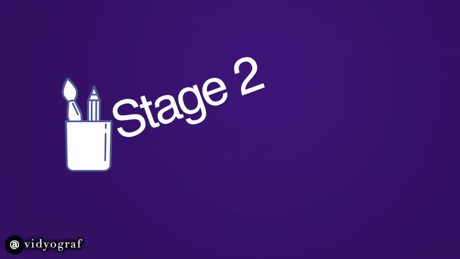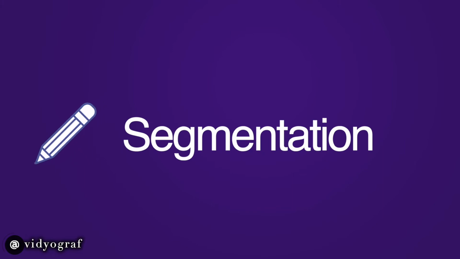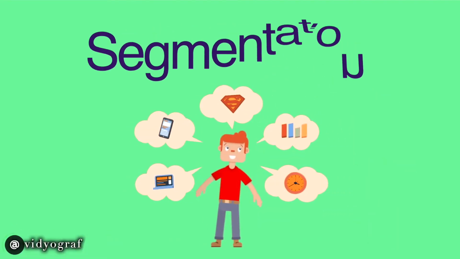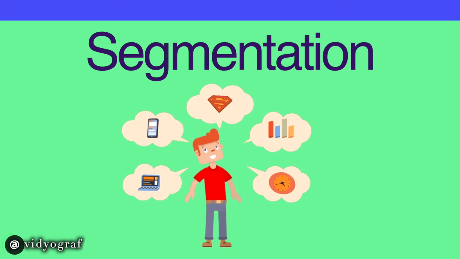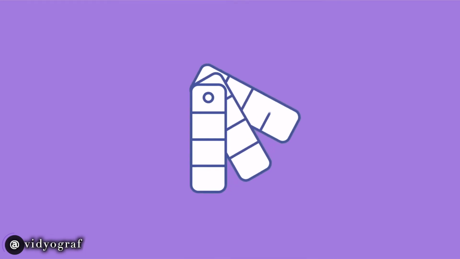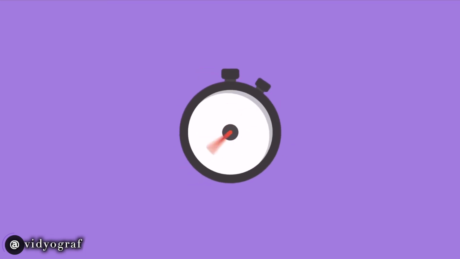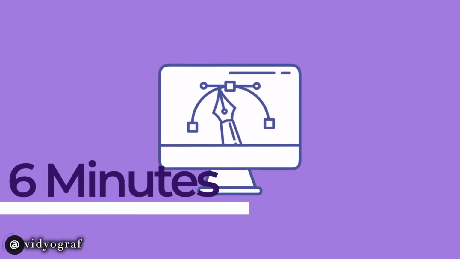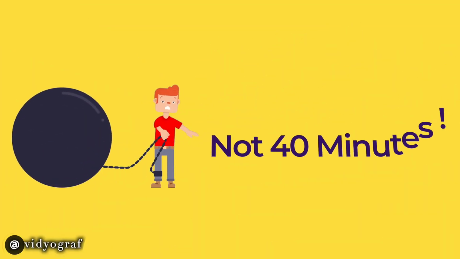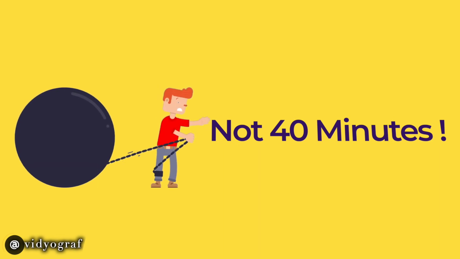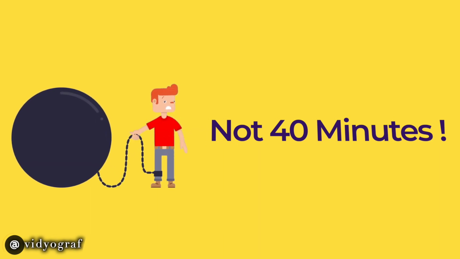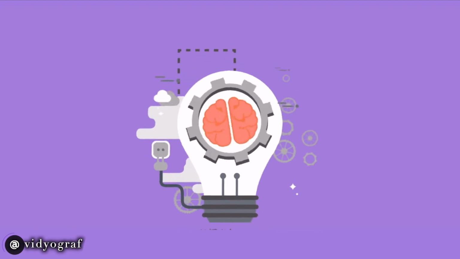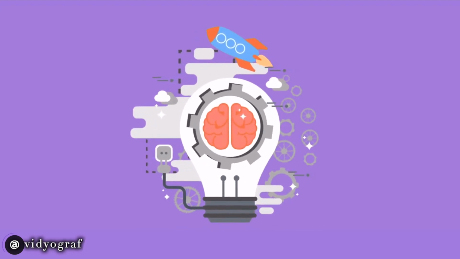Stage 2. Segmentation. Each topic is broken down into small video episodes, with each episode consisting of a chapter or portion of it. According to studies, videos should be no more than 6 minutes, in order for the intended information to be absorbed and recalled more effectively by the audience.